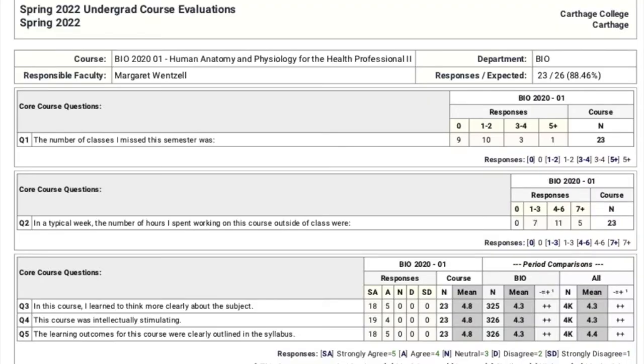So here are my scores for Carthage. I had 2 sections that I was teaching in the spring of this year, and I went ahead and just selected one of them at random. I wasn't trying to choose anything. There's a lot of good information that Carthage gives you about your student evaluations.